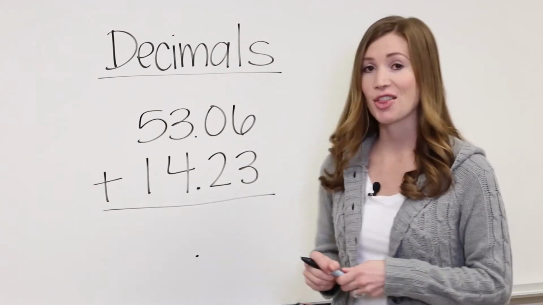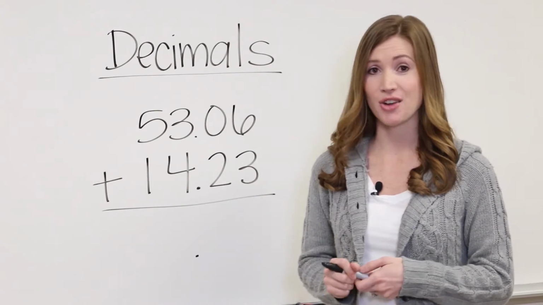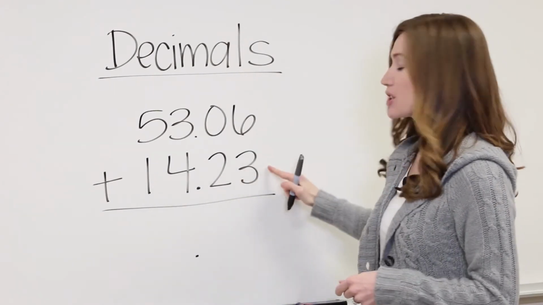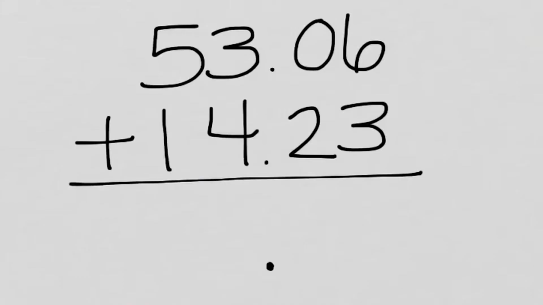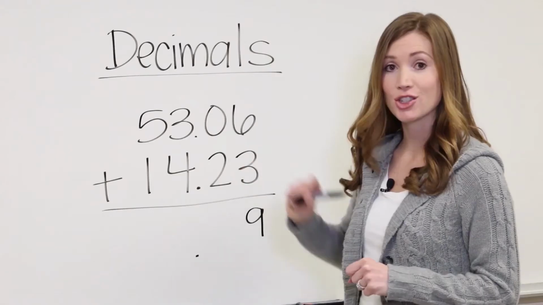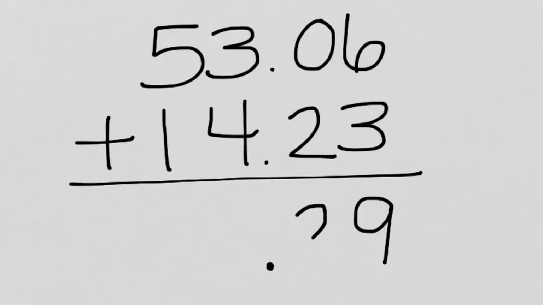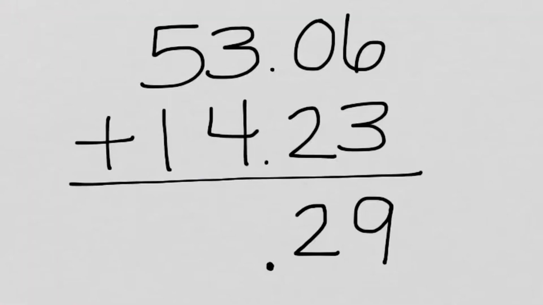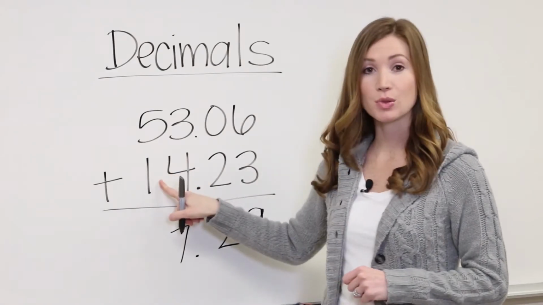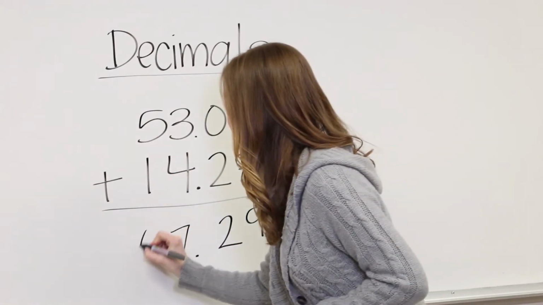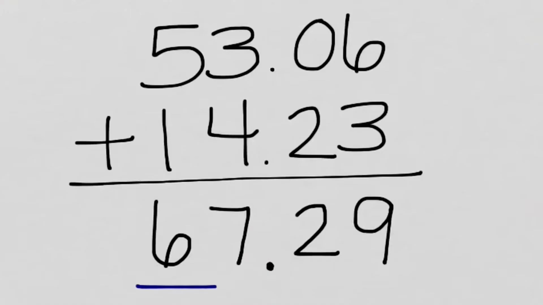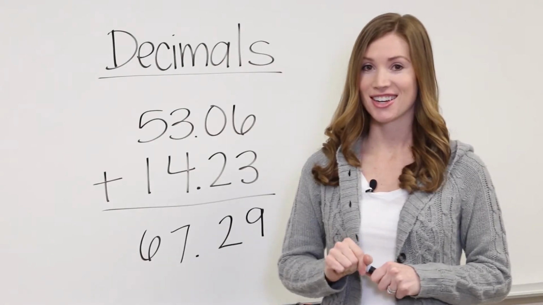Now, like I said, the good news is you're just going to add your numbers as usual. So let's work from right to left. 6 plus 3 is 9. 0 plus 2 is 2. 3 plus 4 is 7. And 5 plus 1 is 6. You got it. Let's read our final answer together. 67 and 29 hundredths. Great job.